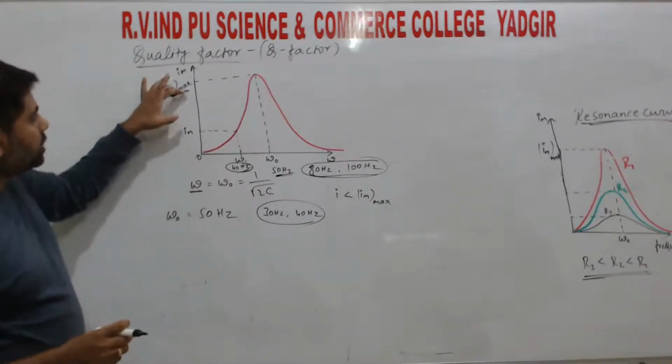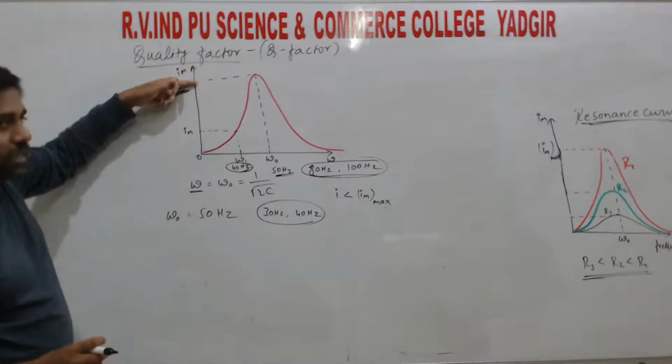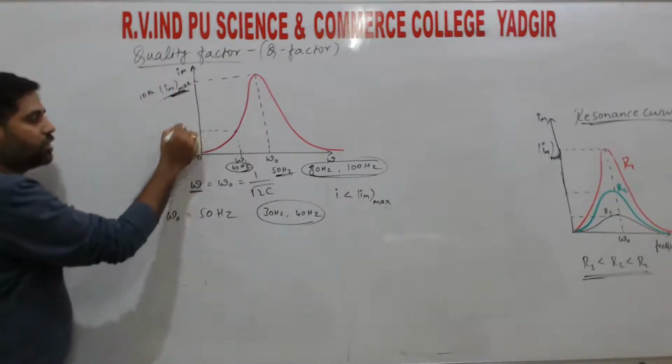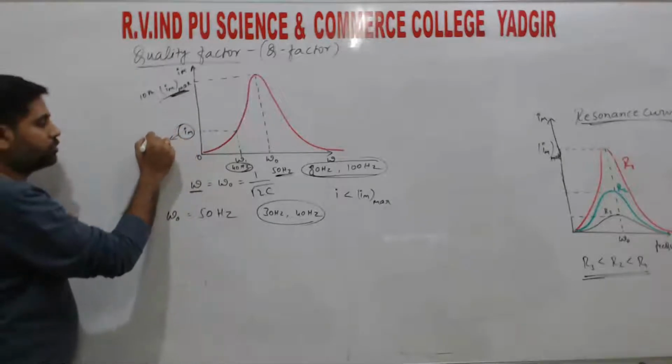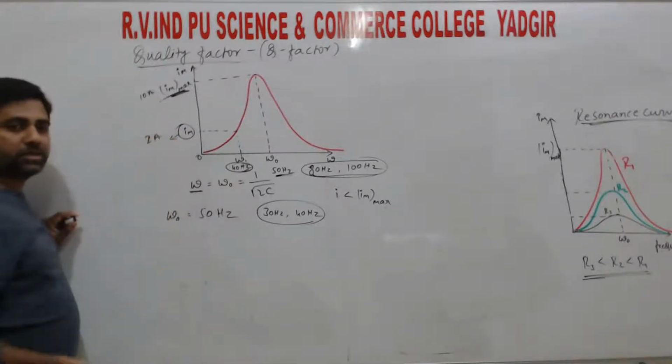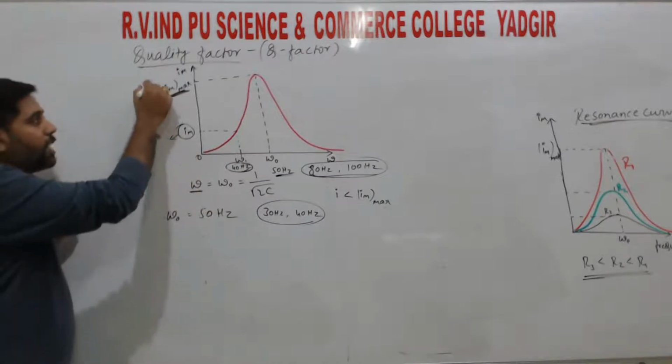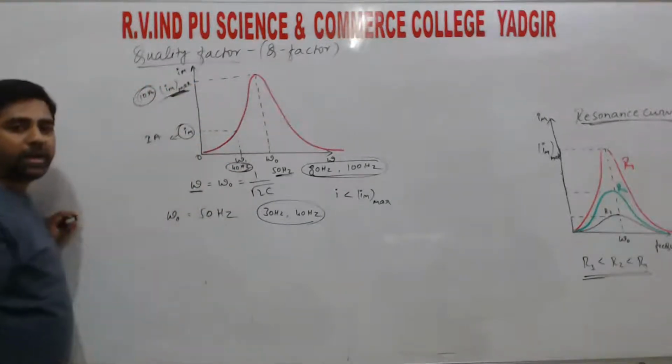So compare these two values. I maximum is here, so for example some 10 amperes, right? And here I am getting some 2 amperes, right? So if we send 40 hertz, I get 2 amperes, but the maximum current is 10 amperes.